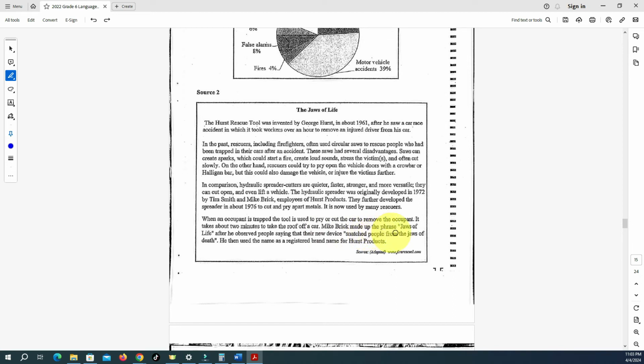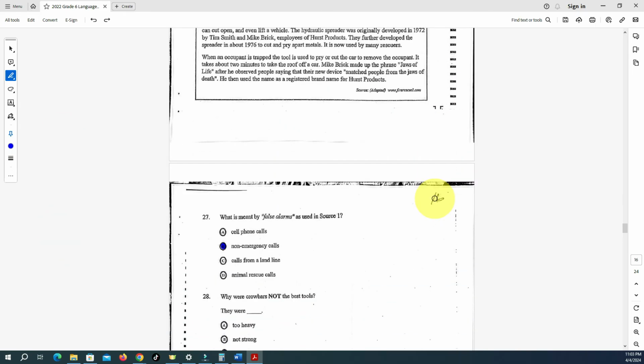Mike Brick made up the phrase Jaws of Life after he observed people saying that their new device snatched people from the jaws of death. He then used the name as a registered brand name for Hurst products. Wow, very interesting, right? All right, so what is meant by false alarms as used in source 1?